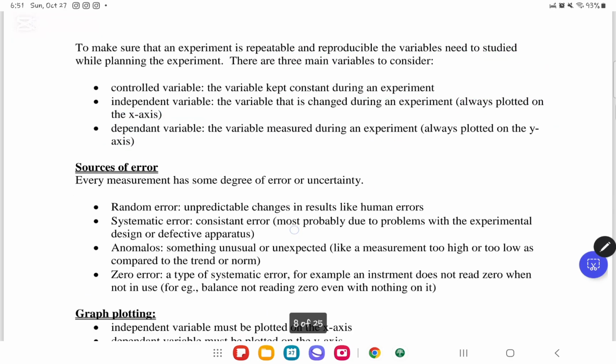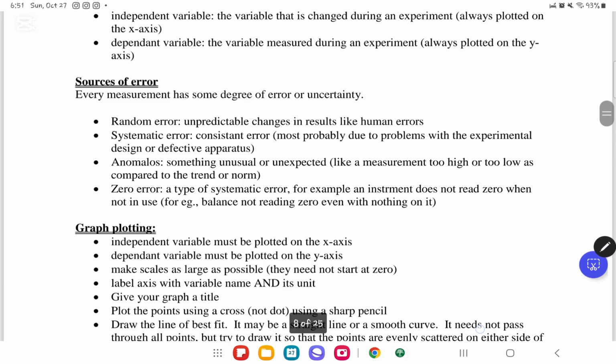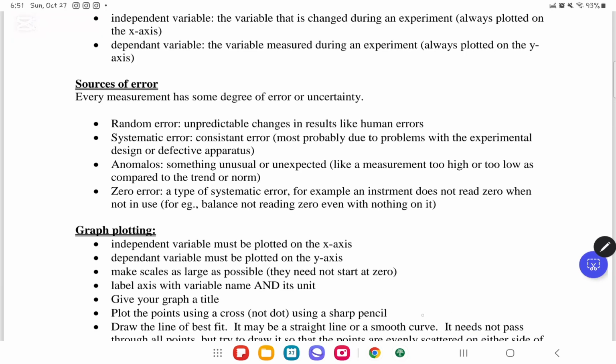Now, sources of error. Of course, we're all human, we're all going to make mistakes. So here they told us that every measurement has some degree of error or uncertainty. So we're all humans, yeah? We're all going to make human errors. A random error is an unpredictable change in result, like human errors. For example, someone slips, God forbid, someone slips and he has an acid in his hand, he's going to drop it. The volume of the acid decreases, okay?